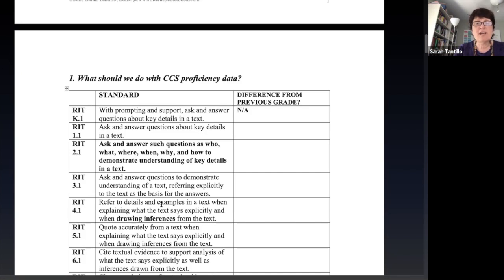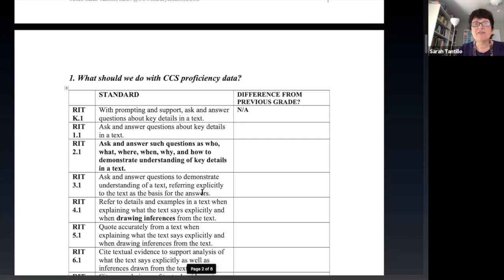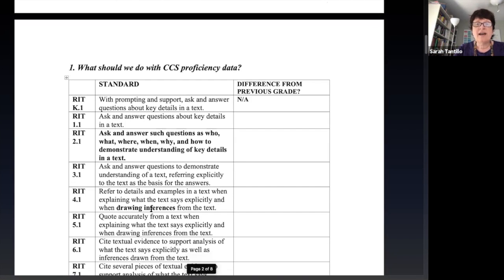In fact, you'll notice as you look at the trajectory here that it mentions drawing inference in the 4th grade standard. Now, just to clarify, that doesn't mean that you don't have to infer until 4th grade. Most people do that when they start breathing, right? When they pop out of the womb, you're trying to figure out what the heck is going on, you're drawing inferences. But what this does mean is that in 4th grade, you will be assessed on your ability to draw inferences.